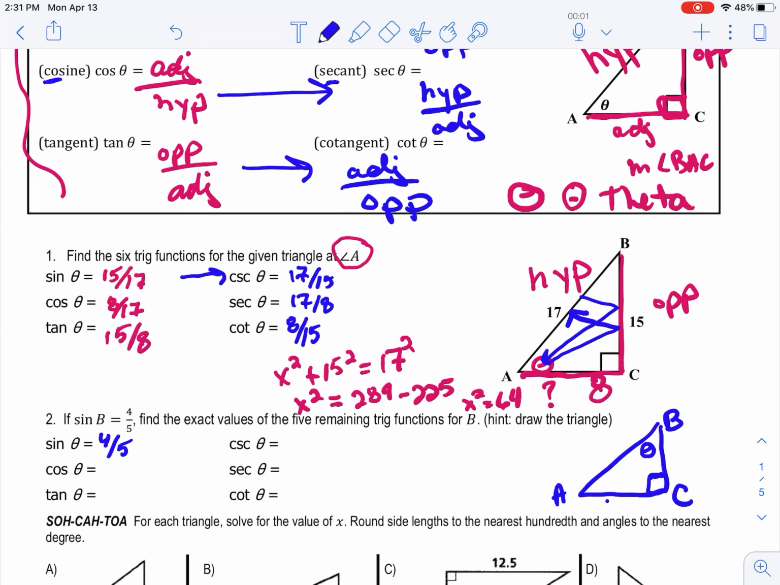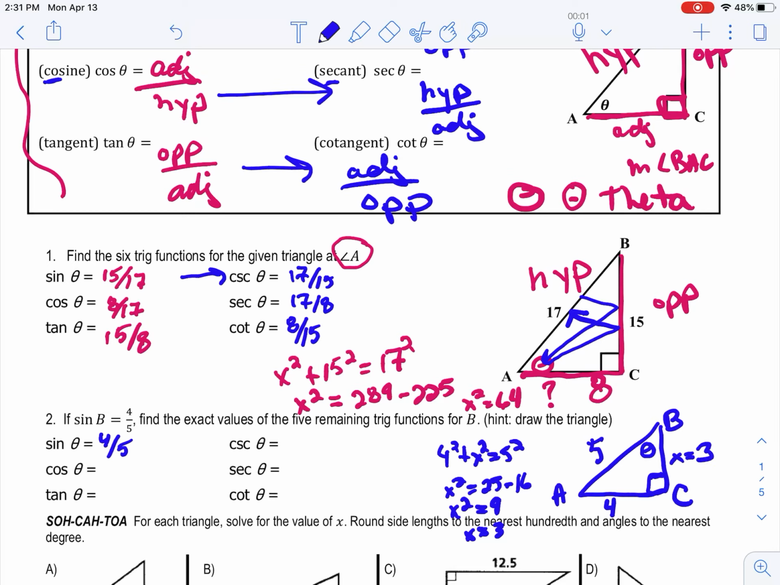So sine is my opposite over hypotenuse, and then I'd have to do the Pythagorean theorem to find this side. So I have 4 squared plus x squared equals 5 squared. So if x squared equals 25, I'd have to move that 4 over, squared, which is 16. X squared equals 9, so x equals 3. We're not worried about the positive negative on this. It's a triangle, so we only want the positive.